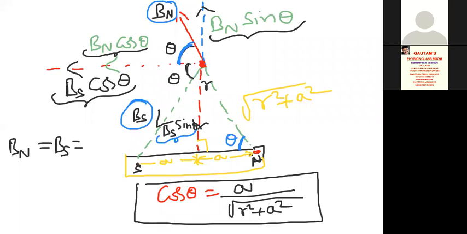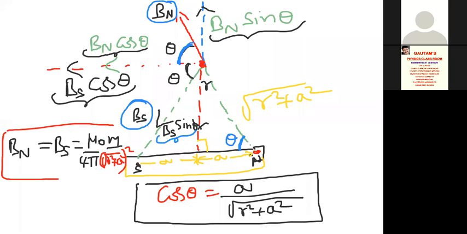So now what should I write? Bn equals Bs. What is the value here? Mu naught by 4 pi, small m by square root of r square plus a square, whole square. And here there are two things you have to observe better. One is this formula, and another is this formula. I'm writing these two formulas again on a fresh page.